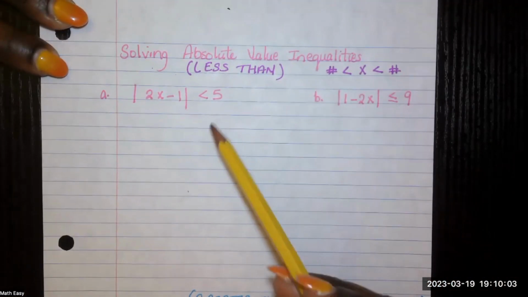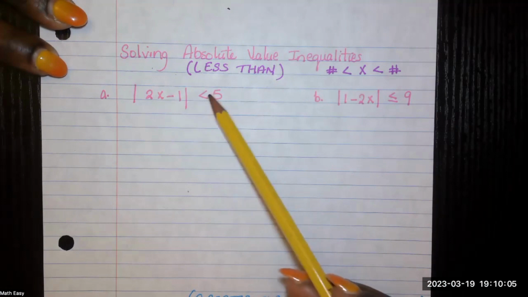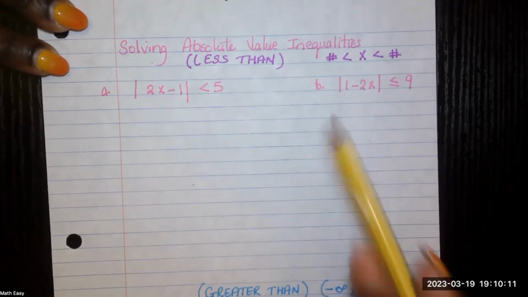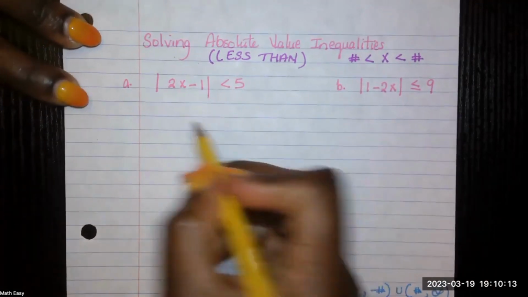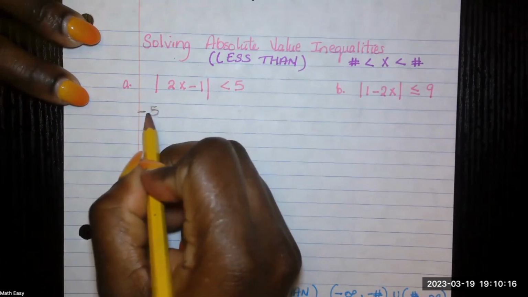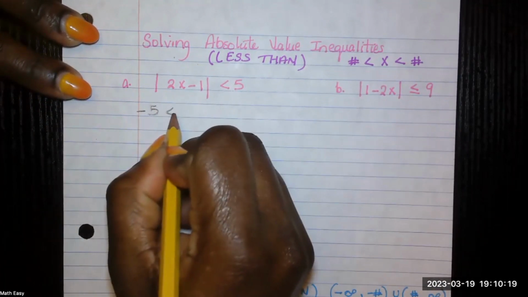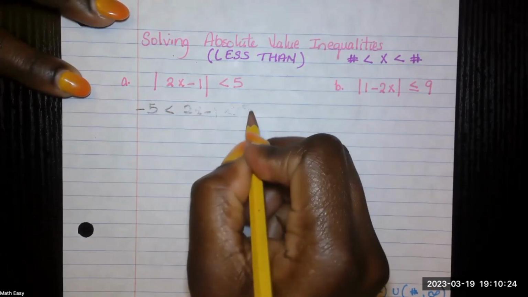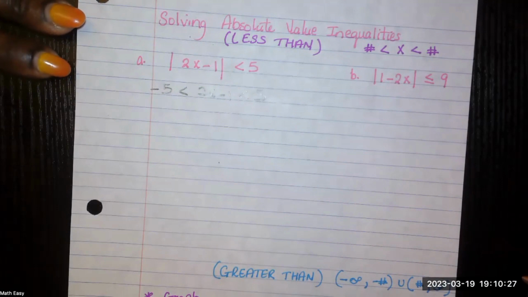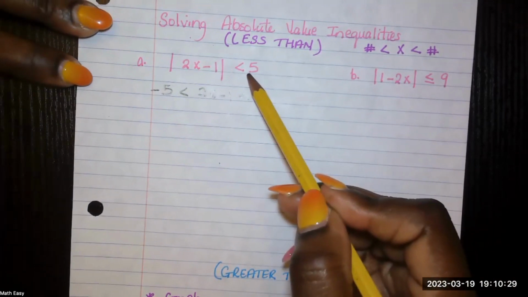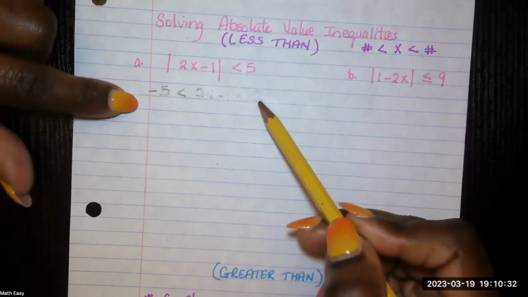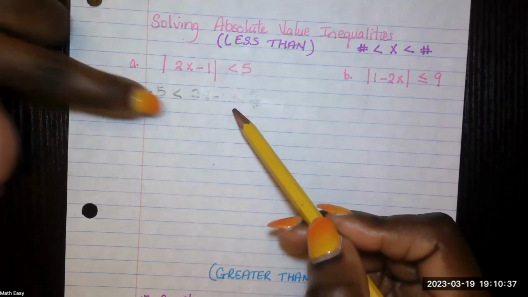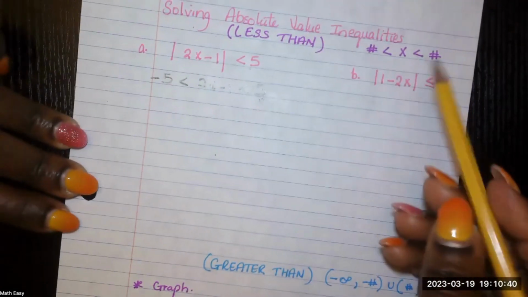So similar to the equation whereby we have two numbers, positive and negative, we're going to do that with our inequalities. To make things a little easier, we're going to write negative the number less than 2x minus 1 less than positive the number. All we did was make 5 positive and negative and put it on either end of our center problem, and then we remove the absolute value and solve as normal.